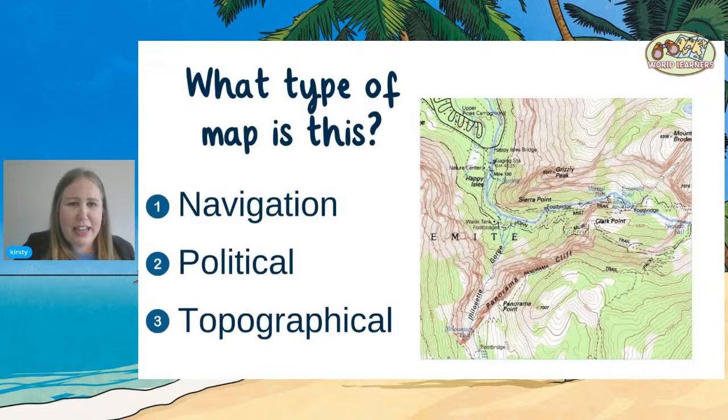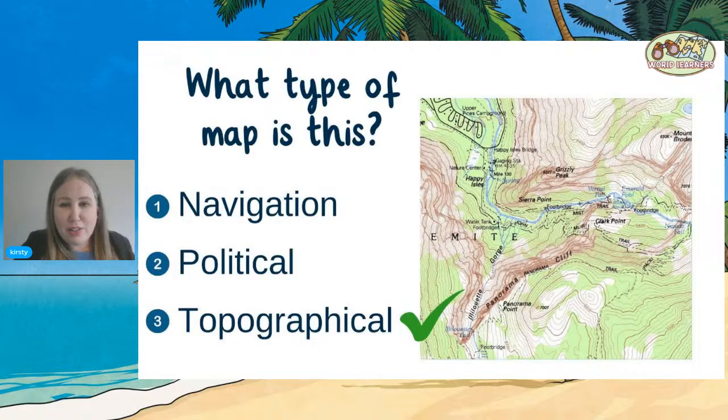Right, are you ready? Here comes our next question. What type of map is this? Is it a navigation map, a political map, or a topographical map? What do we think? Is it 1, 2, or 3? Oh, you're fast. Well done. There's probably some you can definitely rule out on this one, isn't there? Let's have a look. Yes, a topographical map.